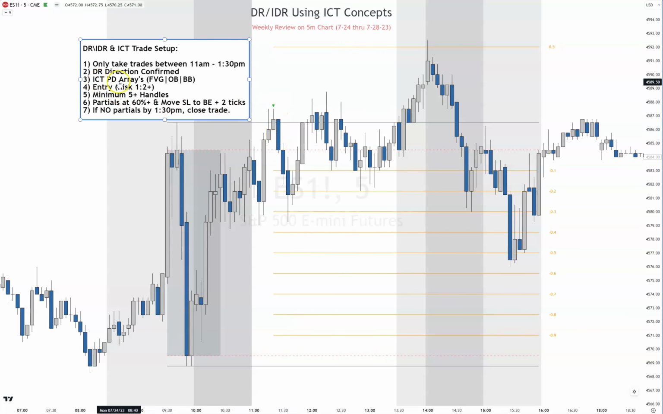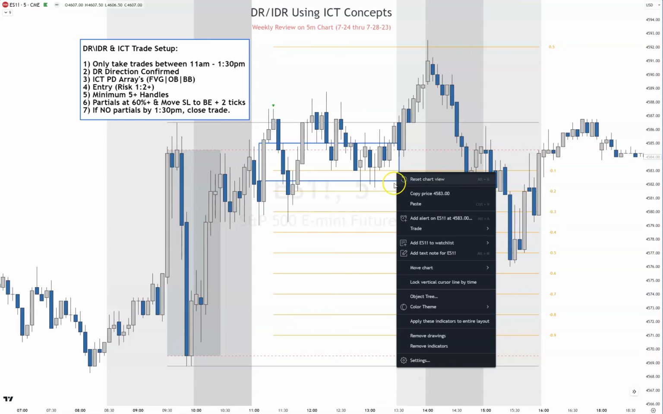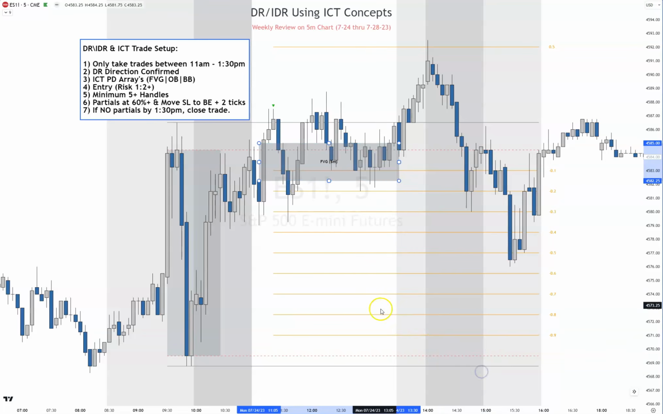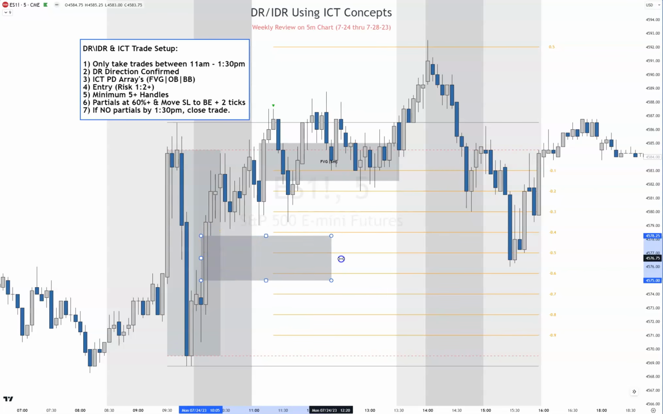Then I'm looking for an ICT PD array: a fair value gap, an order block, a breaker block, a mitigation block, a rejection block, all the PD arrays. So on this one, let's just mark them out. Let's mark them all the way to 1:30. There's a 5-minute fair value gap right there. And now let's mark this one out, all the way to 1:30.